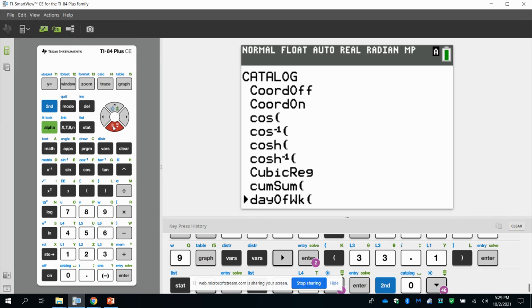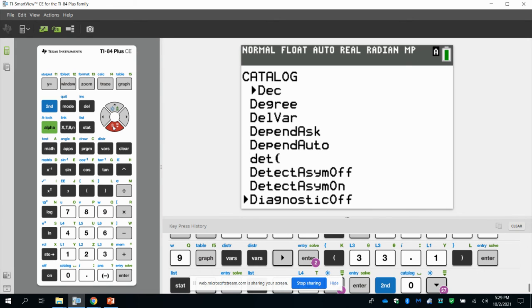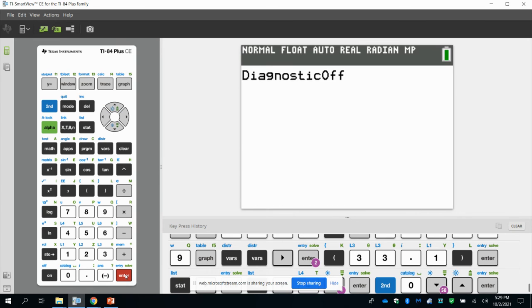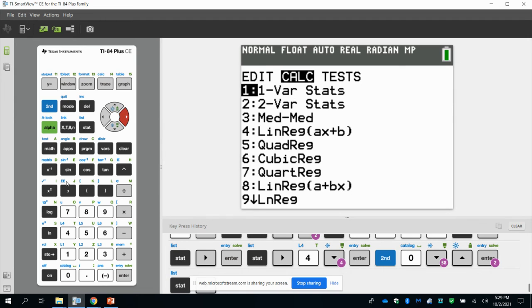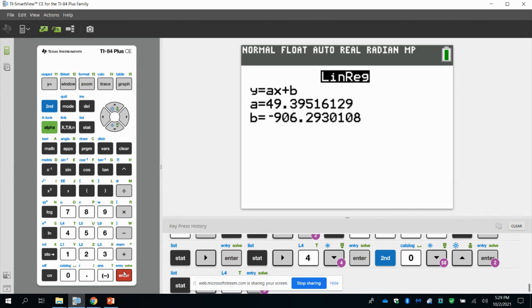So you need to scroll down to the function that starts with D. Okay, right here. Diagnostic. You need to turn that on. I'm going to turn it off first so you will see the difference. I already turned it on, but I just want to show you. Okay, turned it off. And then I call the linear regression function, and you will see it doesn't show R and R squared. Okay, this is what you may see on your graphic calculator, without R and R squared.